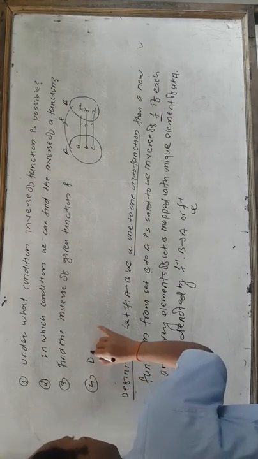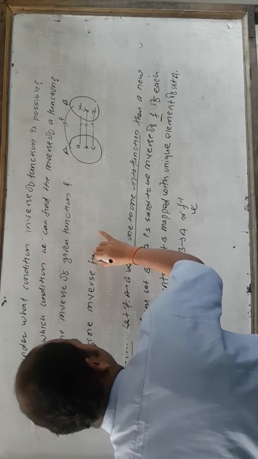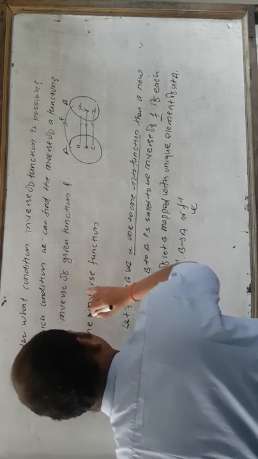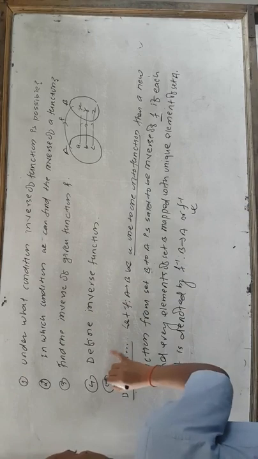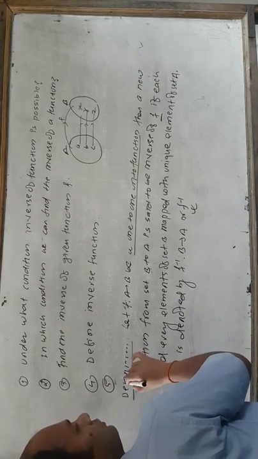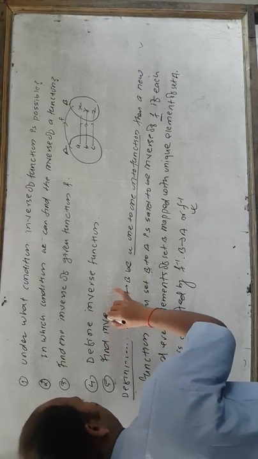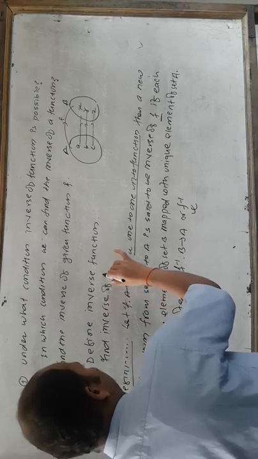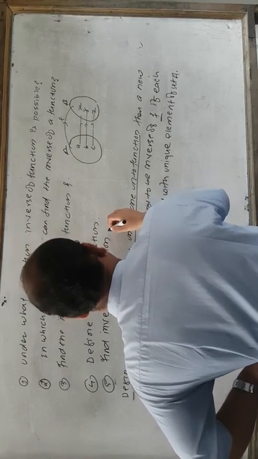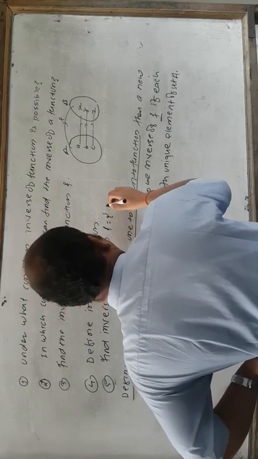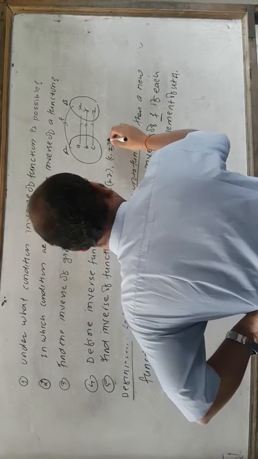Fourth number, define inverse function. Fifth number, find the inverse of function f equals a comma x, b comma y, c comma y.